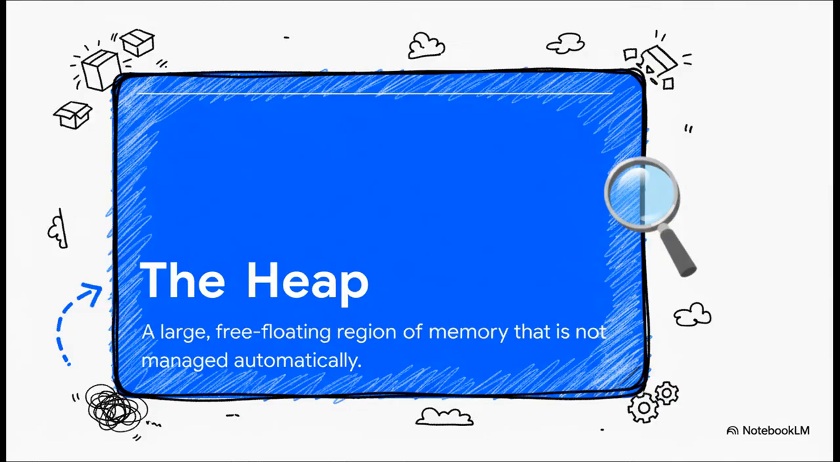So the heap is this giant pool of memory that's available to your program. And what's the key difference? It is not managed automatically. This is the trade-off. You get all the flexibility and all the size you could ever want, but you give up the speed and the automatic safety that the stack gives you for free.